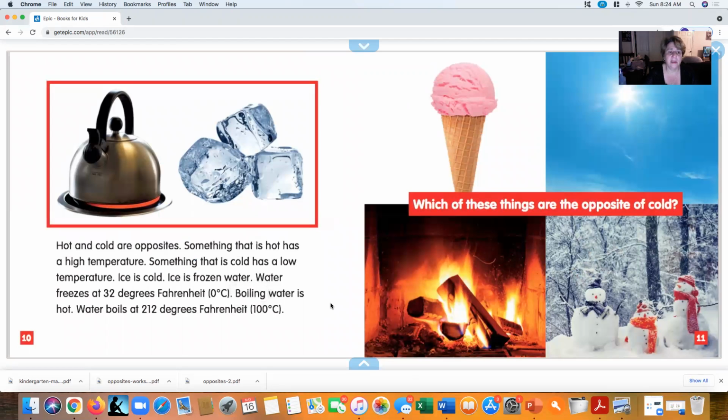Continue. Temperature is also another way we could see opposites. Hot and cold are opposites. Something that is hot has a high temperature. Something that is cold has a low temperature. The ice is cold. Ice is frozen water. Water freezes at 32 degrees Fahrenheit.